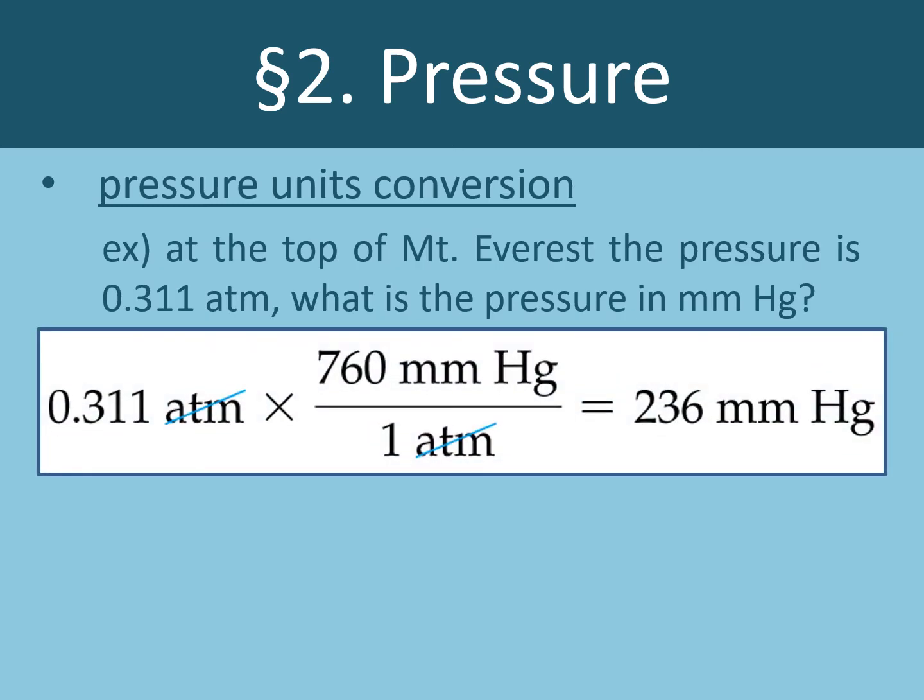Here we can see the problem fully written out. Remember that we're canceling units of atms, so atms must be in the denominator in our conversion factor. Again, the atms cancel, and you're left with units of millimeters of mercury. The answer rounded to the proper number of sig figs is 236 millimeters of mercury.